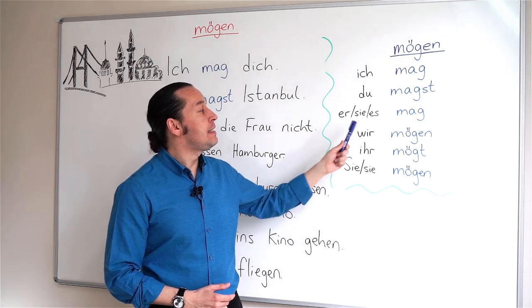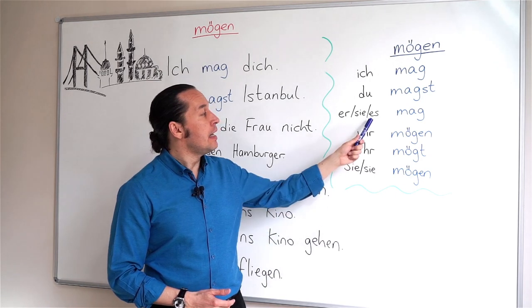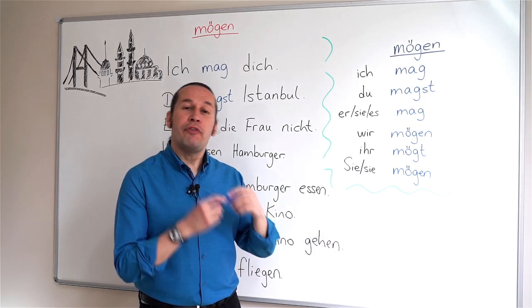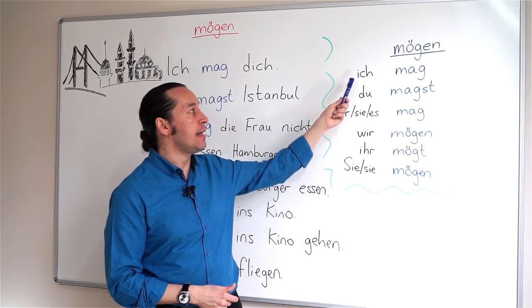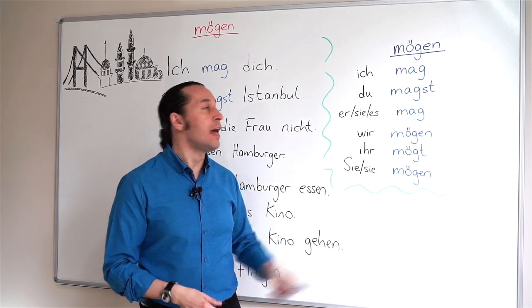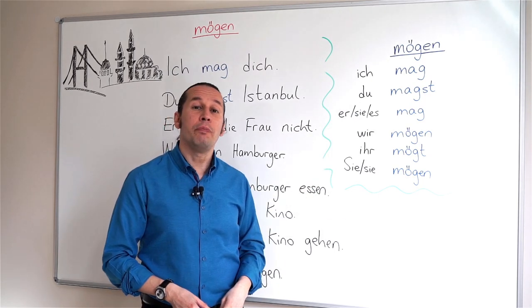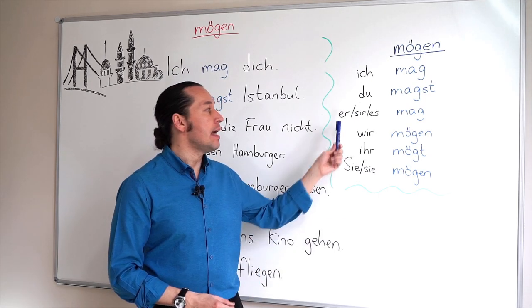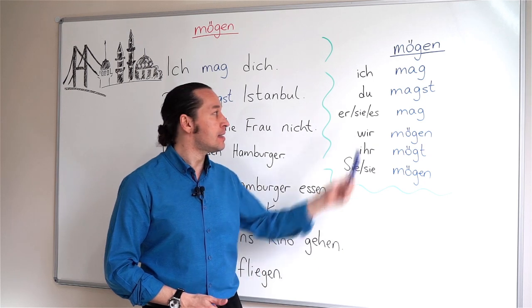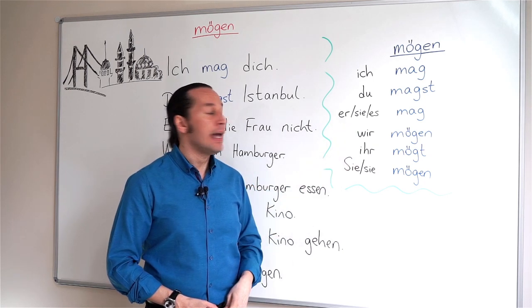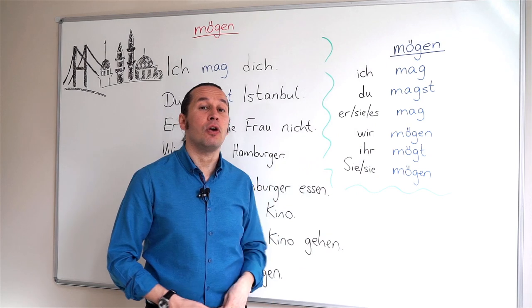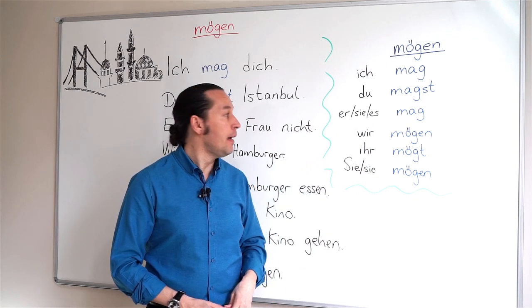er mag, sie mag, es mag. So, if I say I like, I'll say ich mag; you like, that would be du magst; he likes, er mag; she likes, sie mag; es mag stands for it likes, okay?